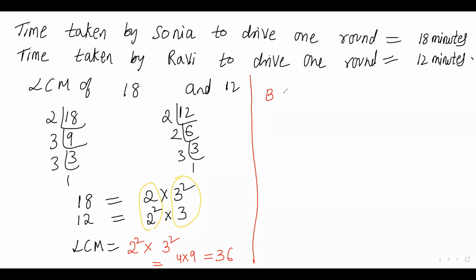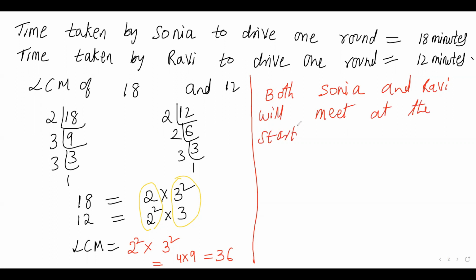Read on. Conclusion. Both Sonia and Ravi will meet at the starting point after 36 minutes.